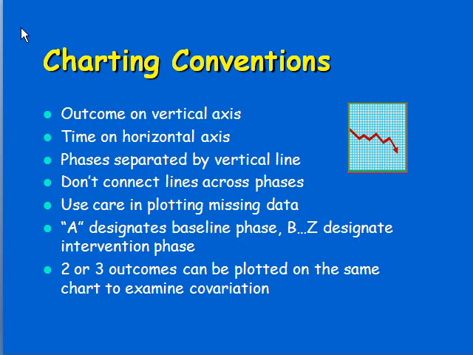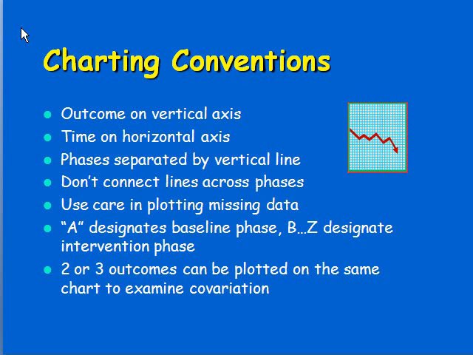You use care in plotting missing data. We'll talk about that at length. We'll mention that later. But if somebody is there for week 6 and week 8, you simply don't connect dots week 6 to 8. Sometimes we put a dotted line to indicate that there's a missing week there.